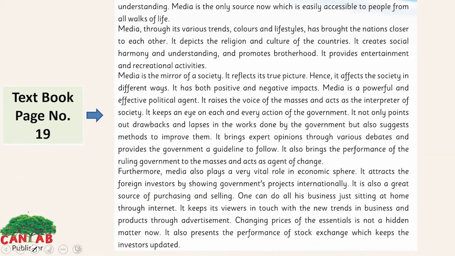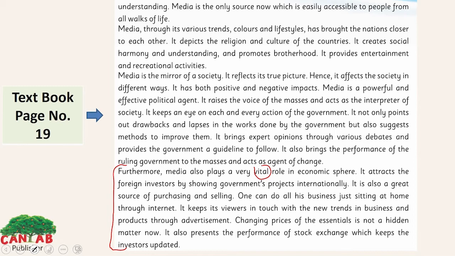So in this paragraph we discuss the more effects and impacts of media on us. It has a very vital, very important role in our economy. It attracts the investors from other countries, and governments of other countries can have a look or get to know about the projects that are going on in your country.